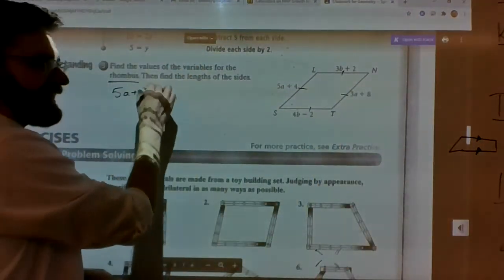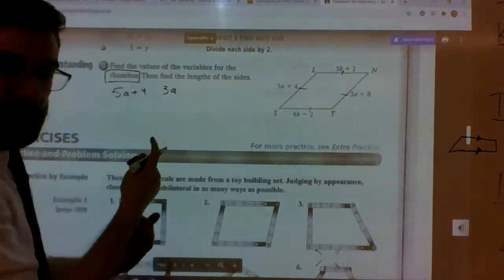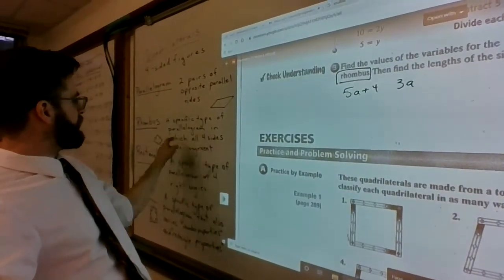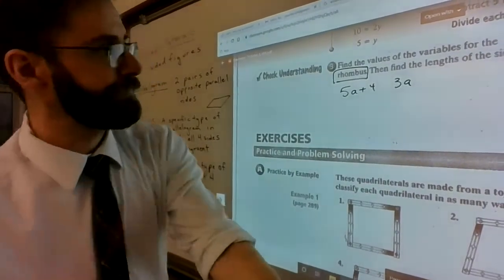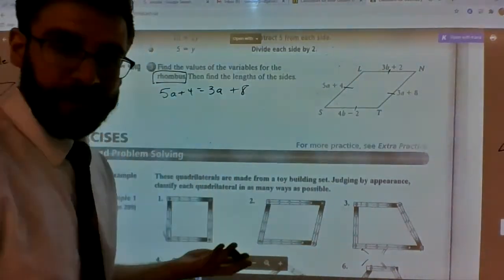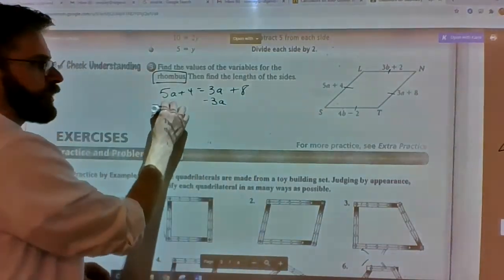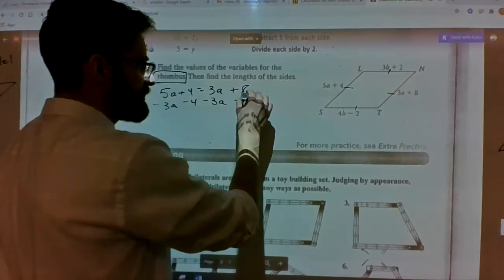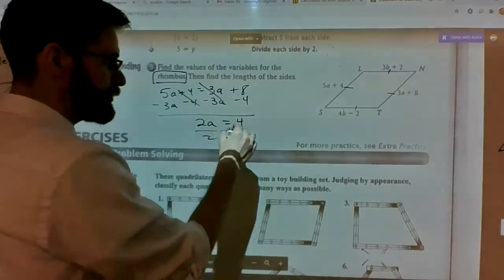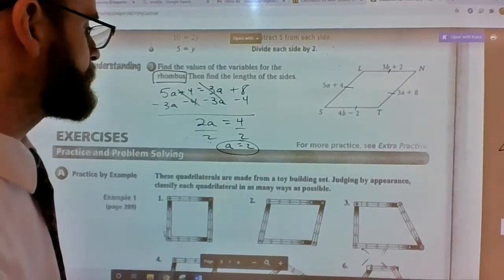5a plus 4 equals 3a plus 8. Only because they told us that it was a rhombus, and we know that a rhombus has all 4 sides congruent. You just have to make sure you know how to solve pretty basic equations. I need to move the 3a to the opposite side, so I subtract. I need to move the 4 to the right side, so subtract again. And you get 2a is equal to 4, divide by 2, a equals 2. So I got those variables.